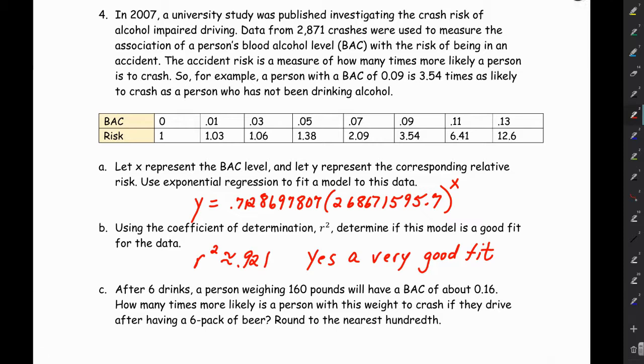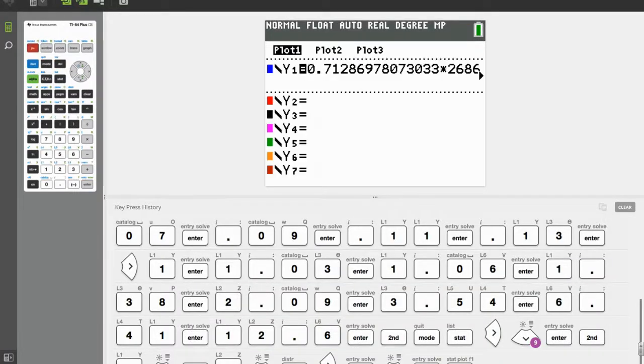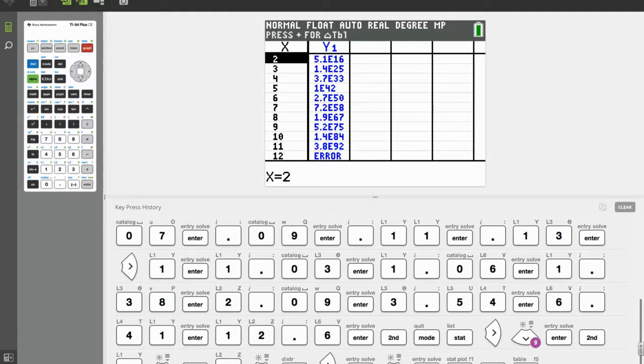After 6 drinks, a person weighing 160 pounds will have a blood alcohol content of 0.16. How many times more likely is a person with this weight to crash if they drive after having a 6-pack of beer? Round to the nearest hundredth. So we're going to put in a value of 0.16, a blood alcohol content of 0.16. We want to know how many more times likely they are to have a crash because of the alcohol in their system. So we'll go to our table of values because we have automatically put our equation into y equals. So now we can just go second graph to look at our table of values.